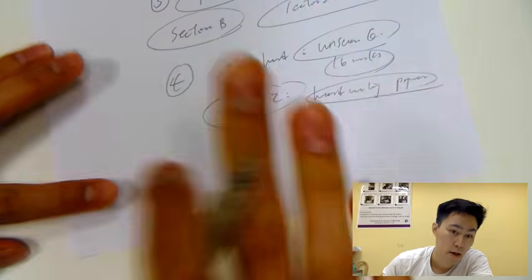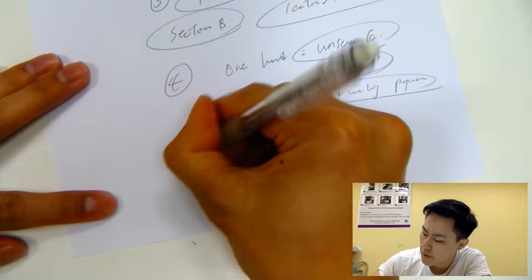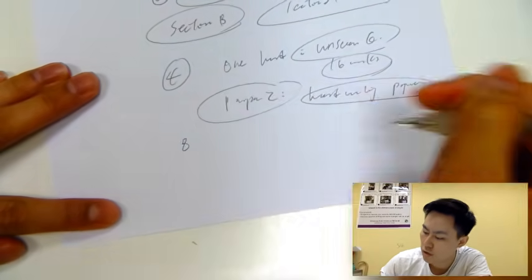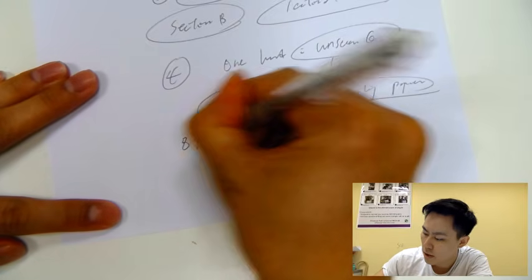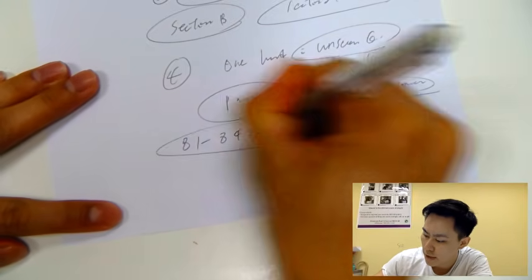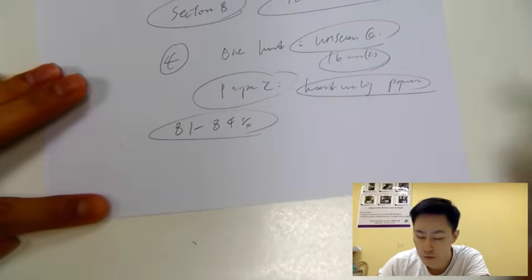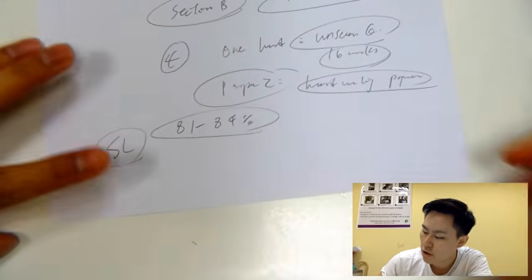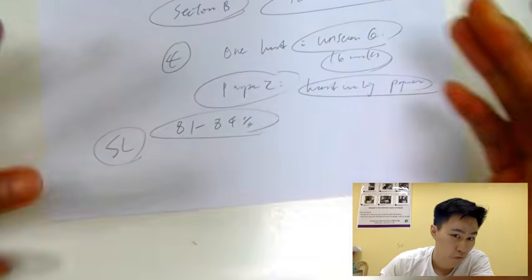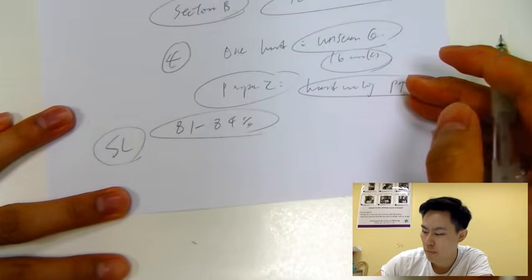For level 7, usually it's maintained. IB usually maintains around 81 to 84%. That's the boundary for level 7 for Math Standard Level. So basically, if one paper is really hard, then the next paper would be easier.